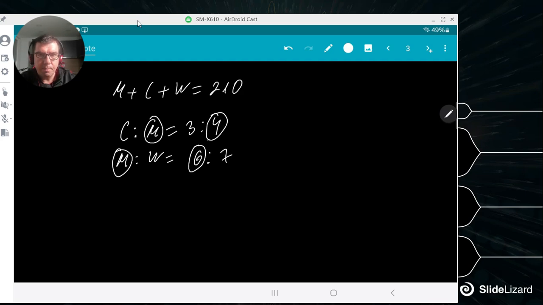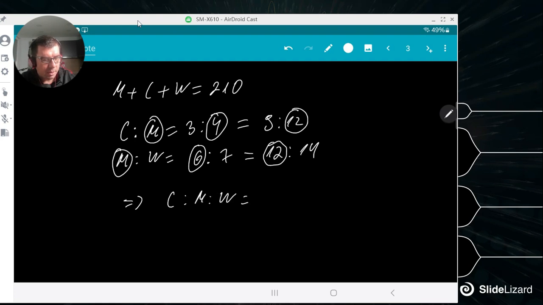So I just find the least common multiple between 6 and 4, which is 12. So I'll expand the first proportion by 3. 3 over 4 is the same as 9 over 12. And I'll expand the second one by 2. So 6 to 7 is the same as 12 to 14. And now I have this number 12 in both proportions. Therefore, the children to men to women will be 9 to 12 to 14.